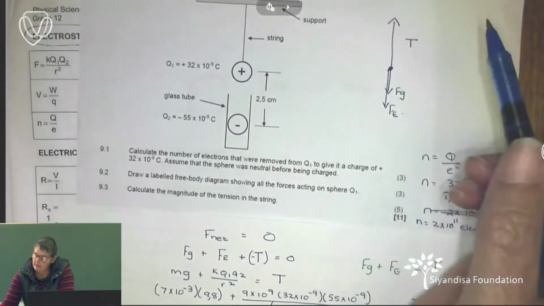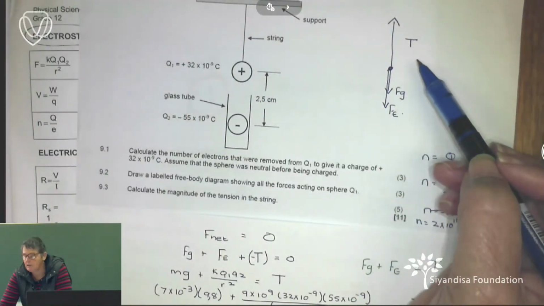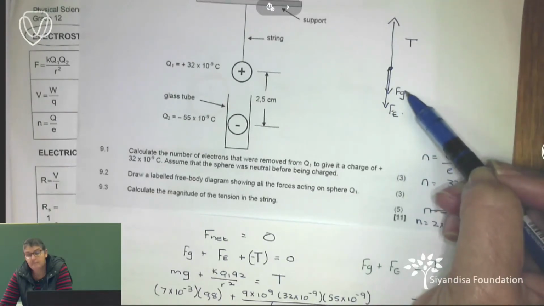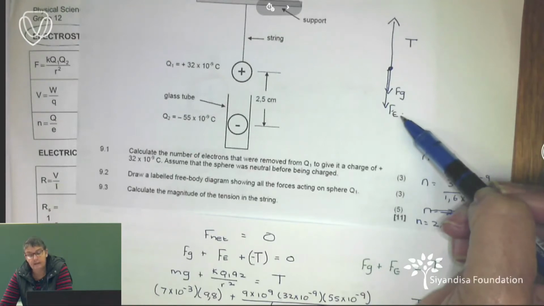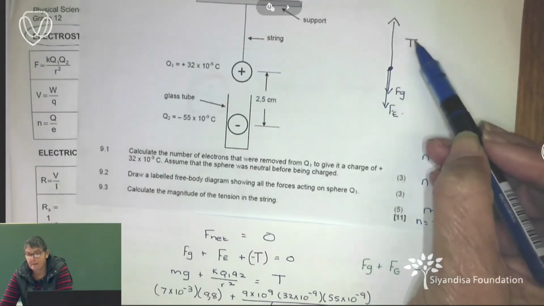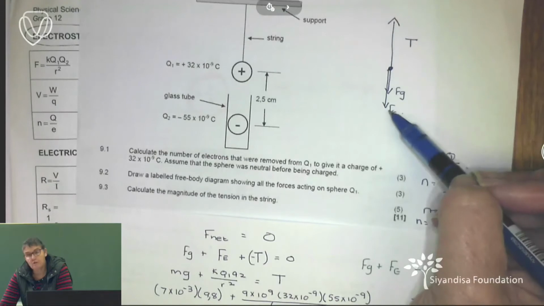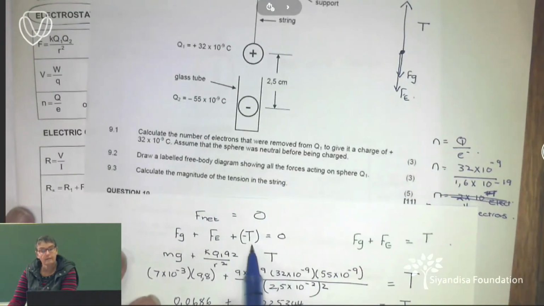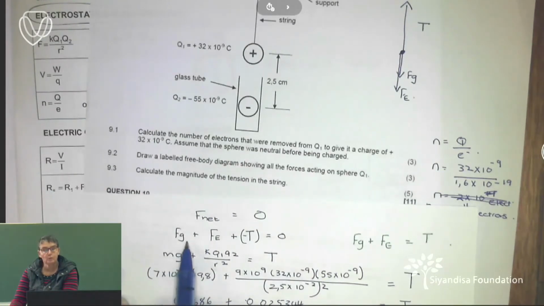Then we looked at our free body diagram, and we said, right, our resultant force is made up of gravity plus my electrostatic force plus my tension. But my tension is in the opposite direction, so therefore we would give it an opposite sign. Right. Then we said, okay, to get the force of gravity, what are we going to do? We're going to say the mass times gravity plus Coulomb's law, which is equal to T. I just took my T over.